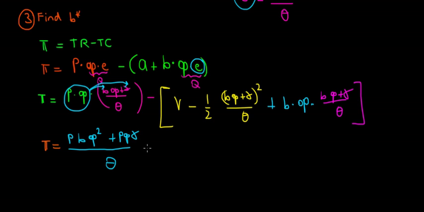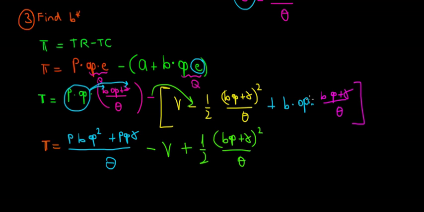So we have now minus v, minus becomes plus a half b theta plus gamma to the power of 2 divided by theta. And we also expand the other one. So we have over here, what do we have over here?